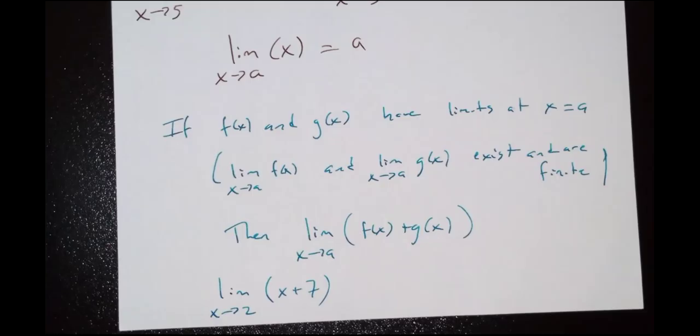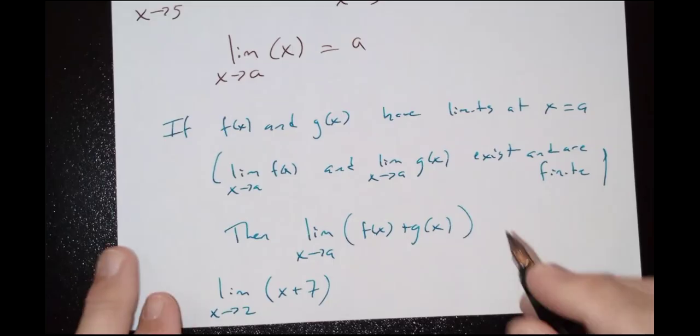I know what happens to 7 as we approach 2. That was the very first example I did today. I know what happens to x as x approaches 2, right? If I'm adding the two functions, what should I do with the two limits? I should add them as well.